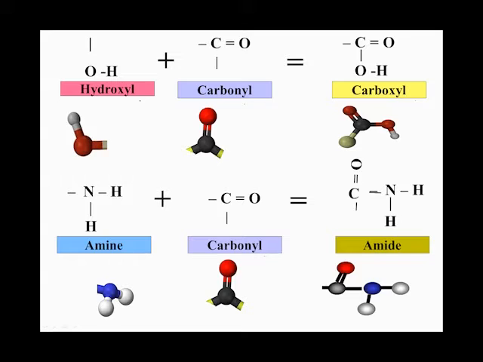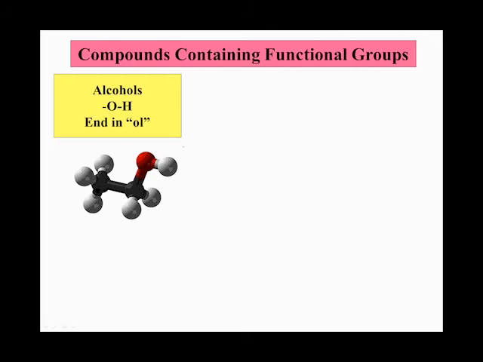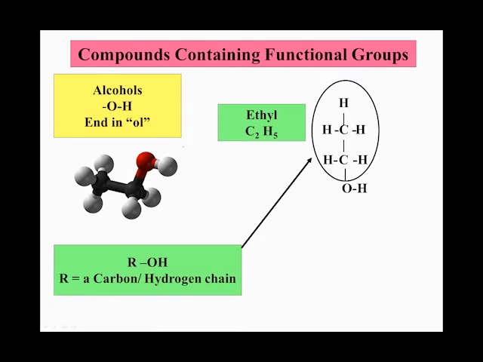Compounds containing functional groups have specific names and, of course, specific reactivities. Carbon chains containing an OH group or hydroxyl group end in OL and are referred to as alcohol. Here's an example of a simple alcohol, ethanol. Why eth? Well, it has two carbons. The ethyl group is C2H5, and if I represent the carbon chain with R, put an OH on the end, this represents a typical alcohol.